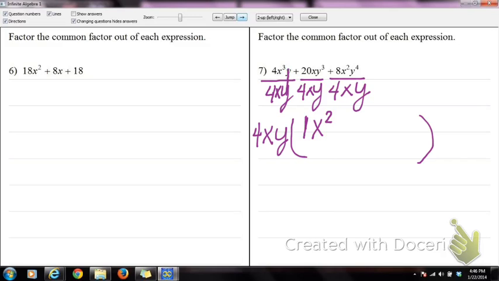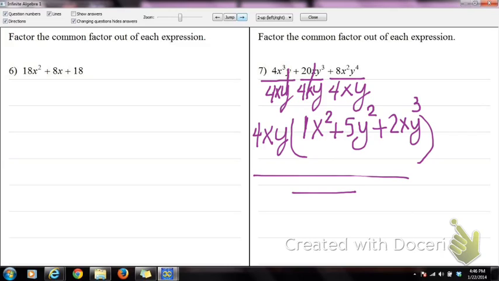20 divided by 4 is 5 over 1, or just 5. Where are there more x's? Well, they're equal, so you can cancel them. Where are there more y's? 2 more on the top, so y to the second. 8 divided by 4 is just like 2 over 1. Now, since all the variables are higher in the top, we don't need a basement of our fraction house. There's 1 more x on the top and 3 more y's on the top. And this will be our answer after we've factored out the GCF.